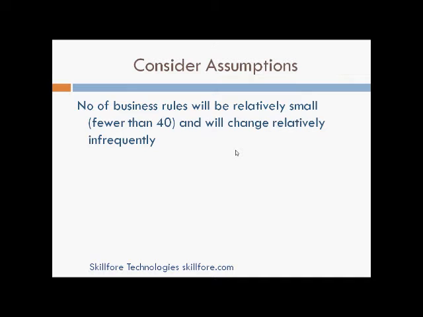After coming up with the options, consider if you have any assumptions. Assumptions also help pick the suitable option. In our case, this is the assumption we have. The assumption is that the number of business rules will be relatively small, fewer than 40, and will change relatively infrequently. This assumption you can draw from the statement of the problem in the first step, capture the problem.